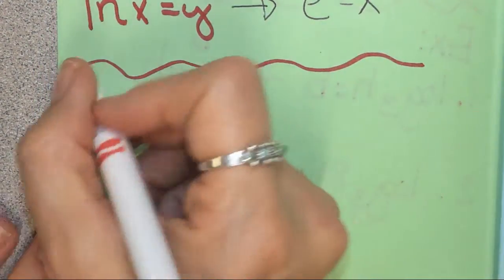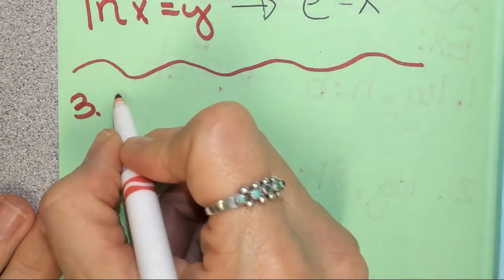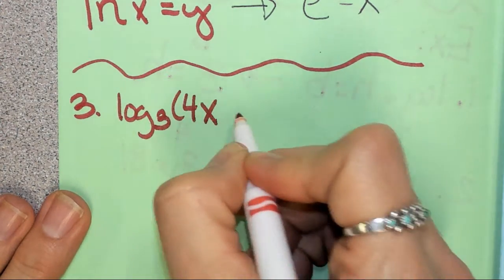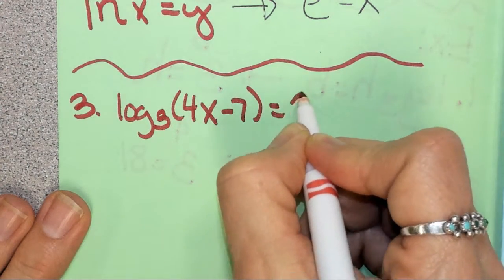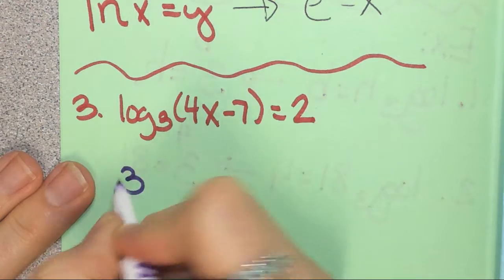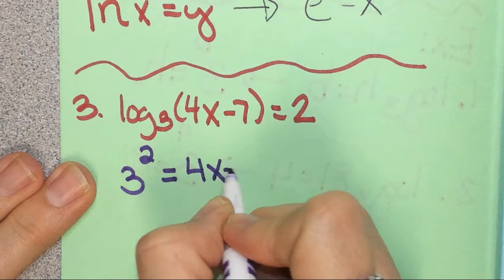So I think we're on example 3. All right, so example 3. We're going to solve for x. Log base 3 of 4x minus 7 equals 2. If you can change it to an exponential, that's what you need to go do. So what's my base in this problem? 3. So I'm going to have a base of 3. I'm going to raise it to what power? Log roll to 2. And it's going to equal 4x minus 7.